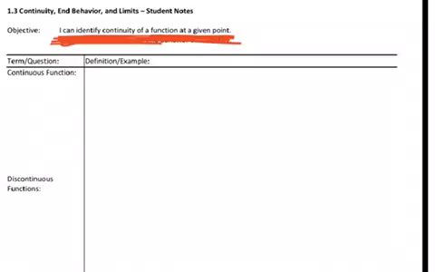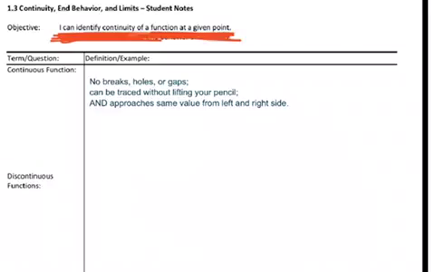So we have continuous functions, and a function is said to be continuous if there are no breaks, holes, or gaps in the graph. The graph can be traced without lifting your pencil, and it approaches the same value from the left and right side. This last part is something that you'll focus on more when you get to calculus. If you follow your textbook, it follows this approach primarily, and that's not what we do at this course level. It's what you'll look at more deeply in calculus. So don't pay attention to that part of the textbook because it can get a little confusing.